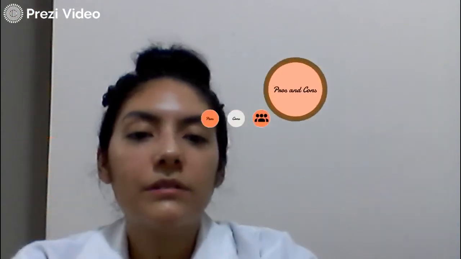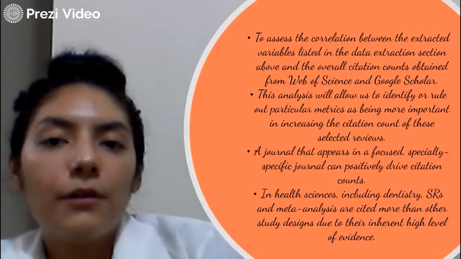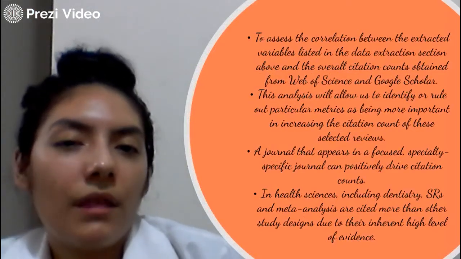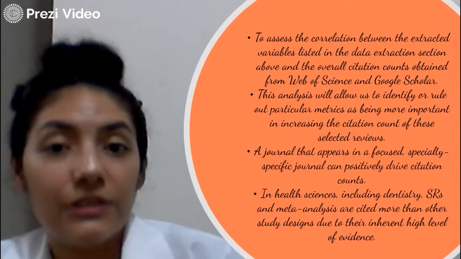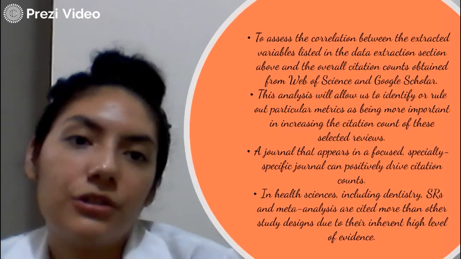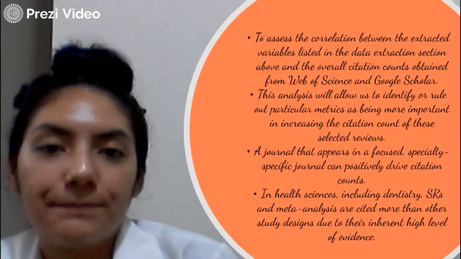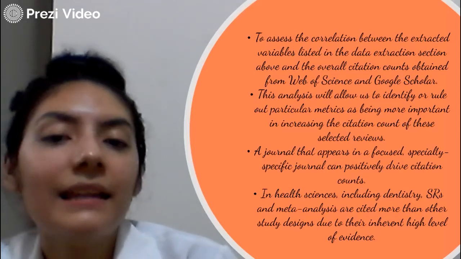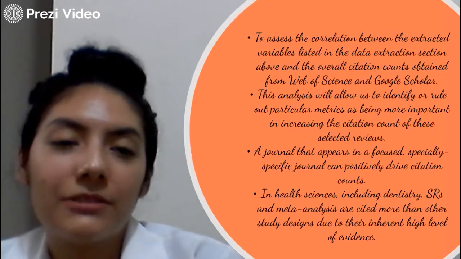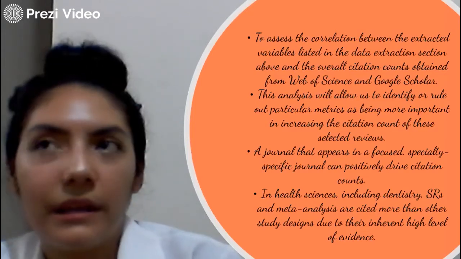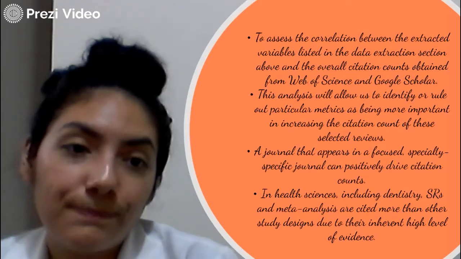Third, pros and cons. Pros. First, to assess the correlation between the extracted variables listed in the data extraction section above and the overall citation counts obtained from Web of Science and Google Scholar. Second, this analysis will allow us to identify or rule out particular metrics as being more important in increasing the citation count of these selected reviews.